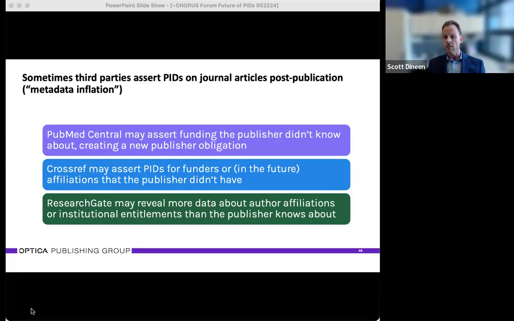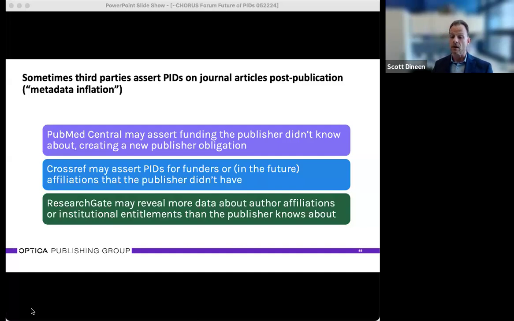PubMed Central. Sometimes PubMed or PubMed Central will know more about funding than we did as the publisher. And they will add funders and funder IDs to the paper post-publication, but in the PubMed Central site, not in our site. And so we don't then know that we have an obligation sometimes to make a paper open access, or maybe it's not in PubMed Central, but they'll contact us and say, where's this paper? According to our records, it's eligible. So PMC is good about contacting us and probably about other publishers, but it just raises the point. This is kind of metadata inflation that creates a problem, but maybe an opportunity as well.